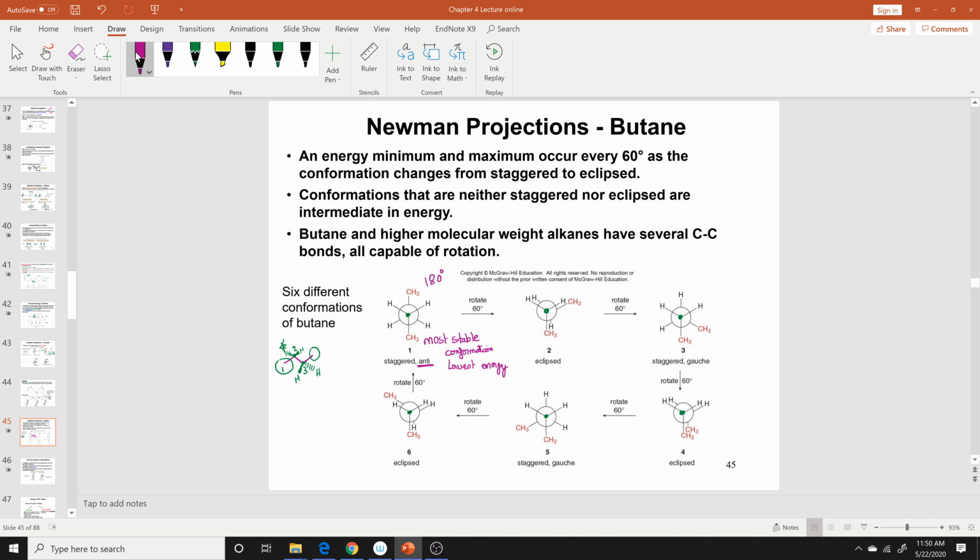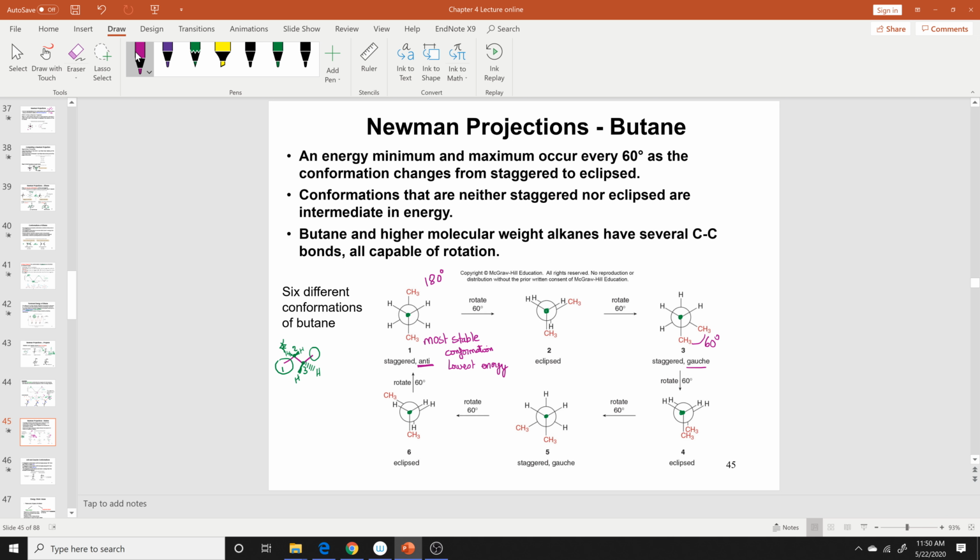Going 60 degrees, I'm going to end up having staggered. But the staggered over here is different than the staggered over there. The staggered here has the CH3s very far away from each other, no sort of interaction between them, 180 degrees. But the staggered here has the CH3s that are 60 degrees away from each other. There's a name that we give for such a structure, which we call gauche. So gauche is basically a staggered conformation where the two big groups are 60 degrees away from each other.